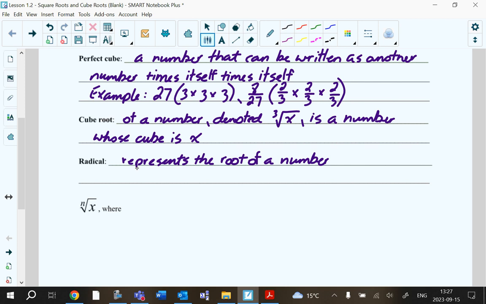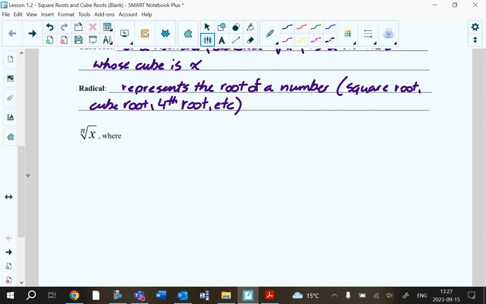So like square root, cube root, fourth root, etc. And how do we tell if something's a root? Well, it's got this little symbol here, the check mark with the little horizontal bar. And it's got a little number outside to the left and above, and it's got a big number inside.